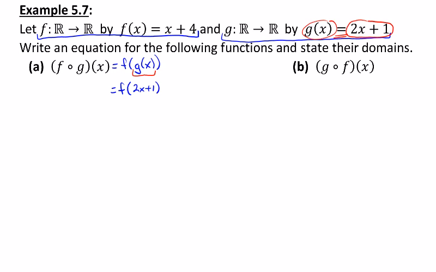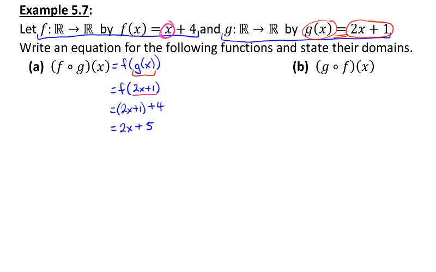Now I'm supposed to take this 2x plus 1 and substitute it into the f function. The f function says something plus 4. So this is now going to say 2x plus 1 plus 4. Combine like terms, and we're going to end up with 2x plus 5. And that gives us the equation for f composed with g of x.